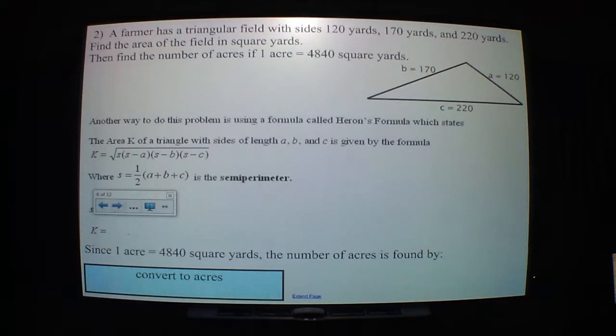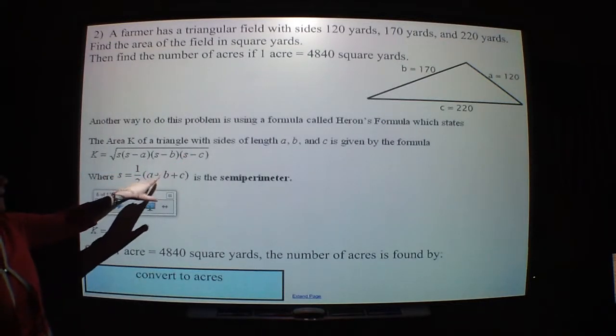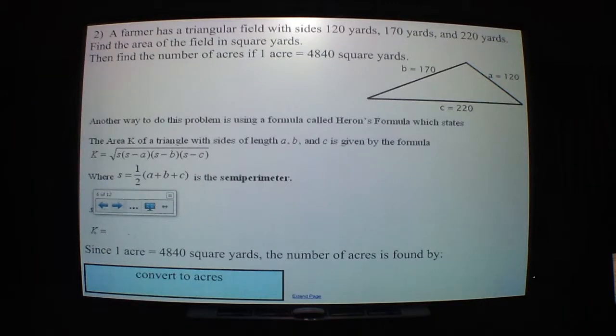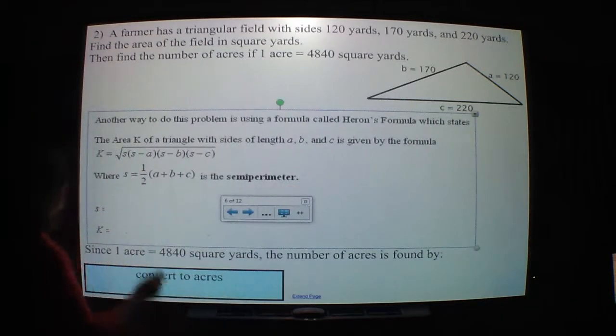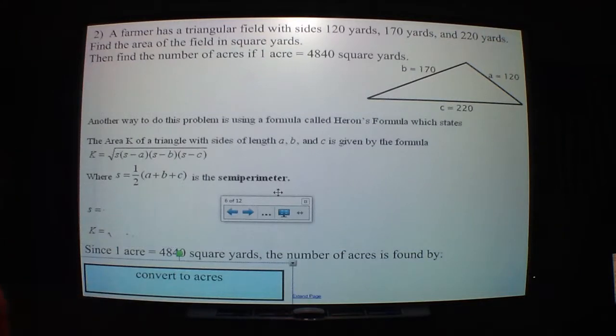Another way to do this same problem. If you're given the sides, you could use something called Heron's formula. And Heron's formula states that K, which is the area, is equal to the square root of S times S minus A times S minus B times S minus C, where S is equal to 1/2 A plus B plus C. And A plus B plus C divided by 2, or times 1/2, is called the semi-perimeter. Okay? So you could do that also, and we'll get the exact same answer. So let's do that.